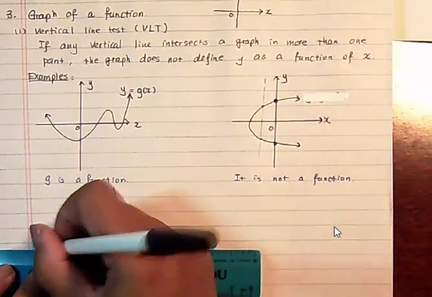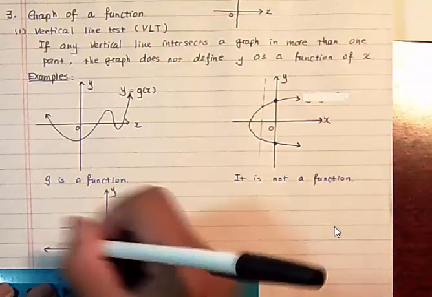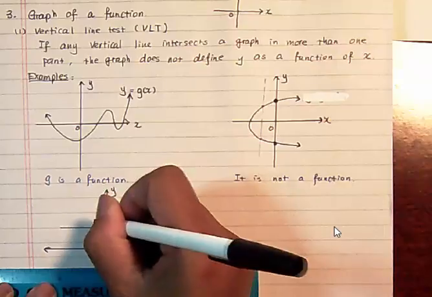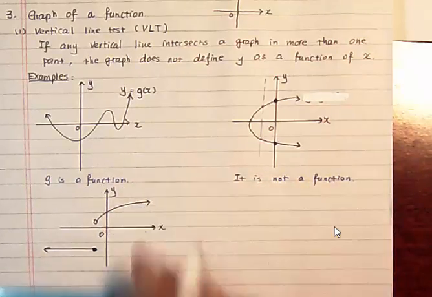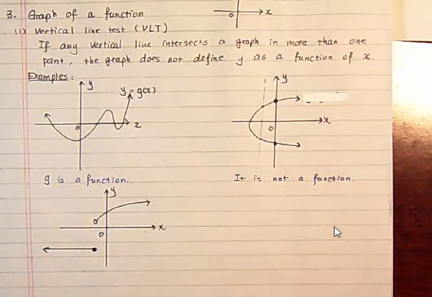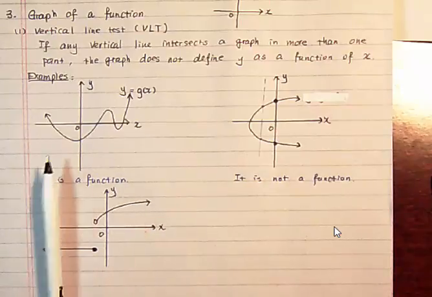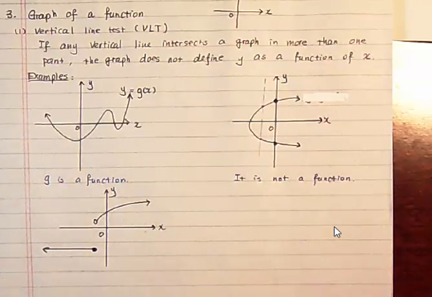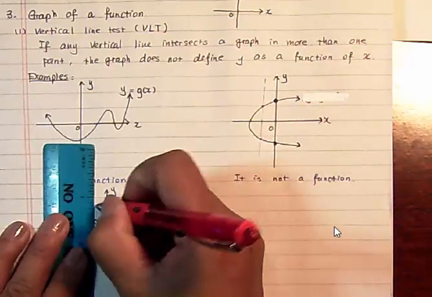And I have a horizontal going to here. Let's take a look if this is a function or not. Now, vertical line test, 1 point, 1 point, 1 point, 1 point. So the only one that has some argument is this one, right?